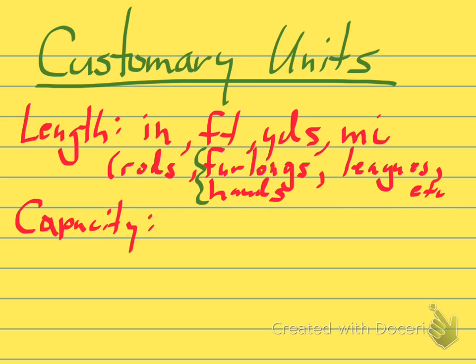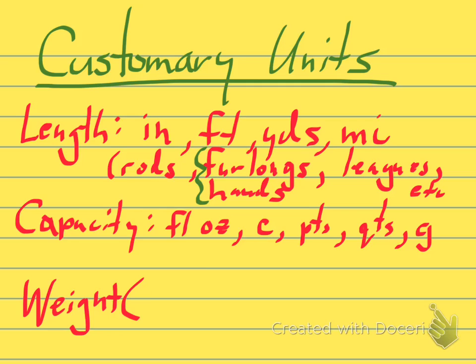In terms of measuring capacity, there's a lot more of these. It was all the stuff that ended in liter when we were in the metric system. Now we're talking about fluid ounces, right? Cups, pints, quarts, gallons. And then we have some weird ones here too. We have teaspoons and tablespoons, dashes, pinches, weird stuff like that.